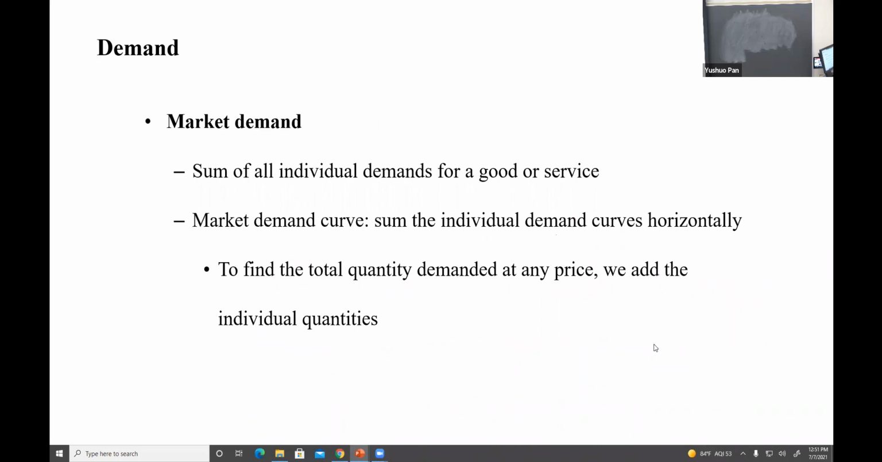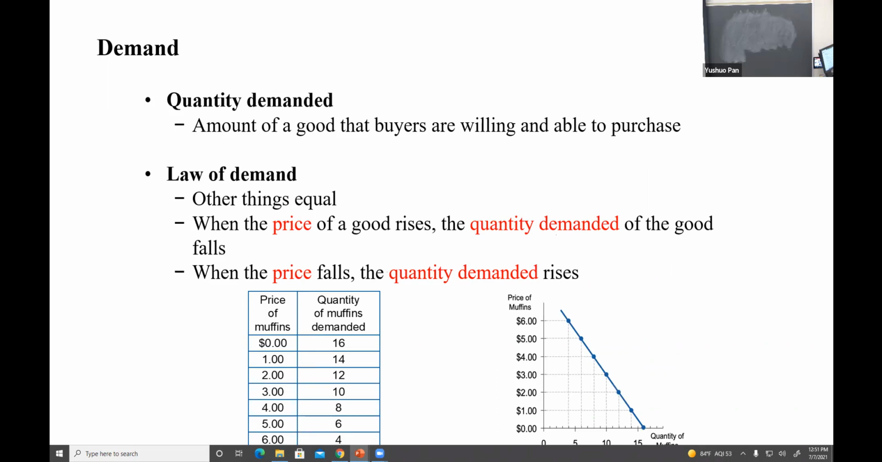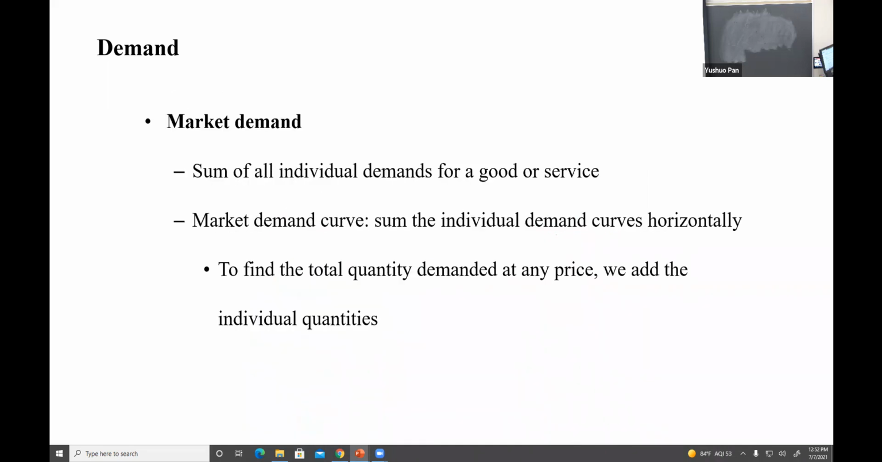Market demand is different from individual demand. The last slide was individual demand, Sophia's demand, so only one person decides everything. But the market demand is the sum of all individual demands for a good or service. The market demand curve sums the individual demand curves horizontally. I'm going to explain horizontally later. To find the total quantity demanded at any price, we add individual quantities.